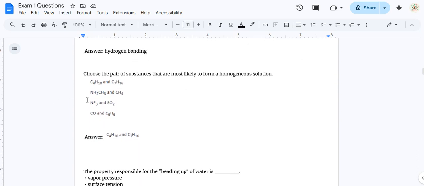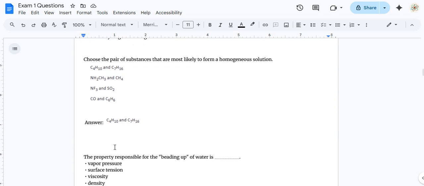And we also went over this. The property responsible for the beading up of water is surface tension.